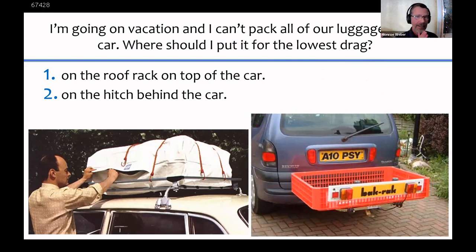Or, not quiz, no points taken off, only fun learning. So I'm going on a vacation. I can't pack all my luggage in my car because I'm taking too much stuff with me. So where should I put the luggage for the lowest drag?